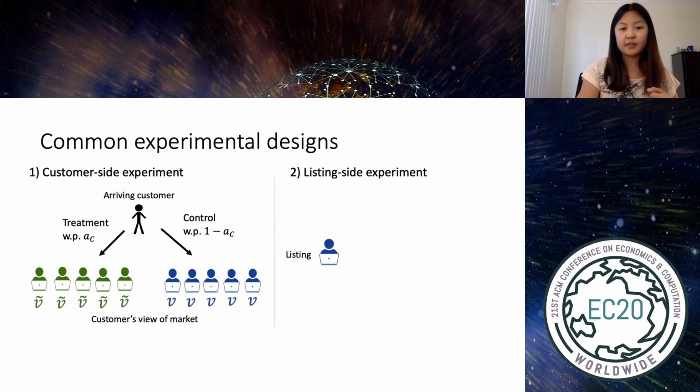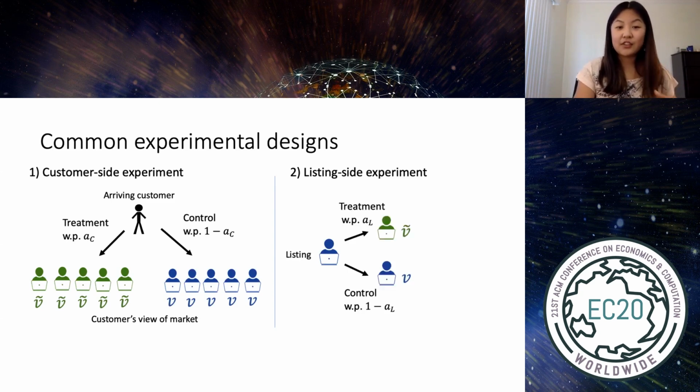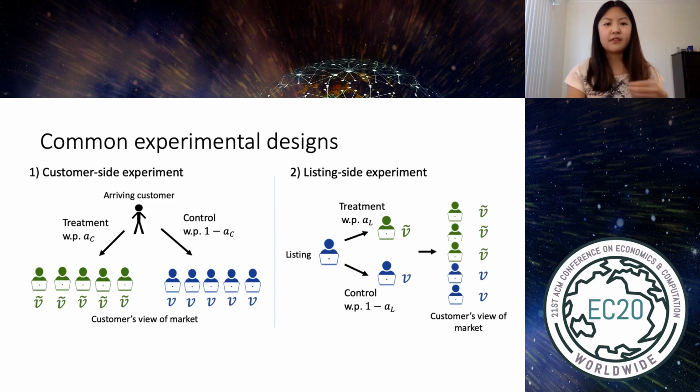A different type of experiment you could run is a listing side experiment. Listings are assigned to treatment or control, and if you're a treatment listing, then you have the job history attached to your profile. Now, when a customer comes in, they'll see a mix of treatment and control listings, a mix of listings with and without this extra information.